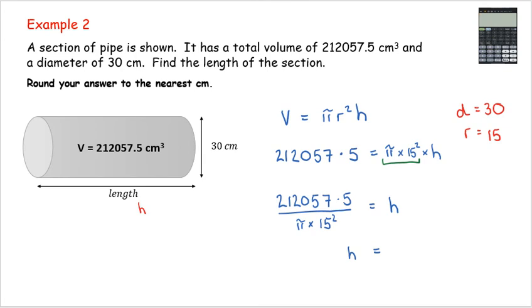And that comes out to be, you can see we're almost exactly again. So we've got 299 point, and a lot of nines after that. Okay, but we're asked in the question, round your answer to the nearest centimetre. So I've written my unrounded answer there, but to the nearest centimetre, well, that would just go up to 300 centimetres.